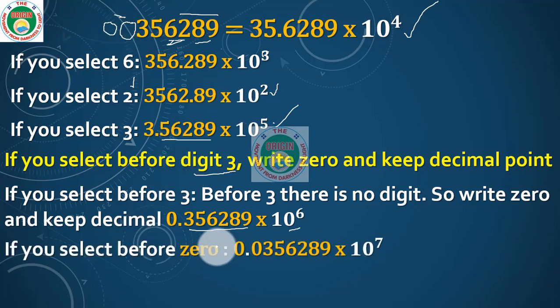If you select before 0, that is 0 point. This digit I taken here. How many digits here total? 1, 2, 3, 4, 5, 6, 7. That is after this 0, I keep the decimal point and the remaining rest of the digits as usual, I write 0, 3, 5, 6, 2, 8, 9 into 10 power 7.